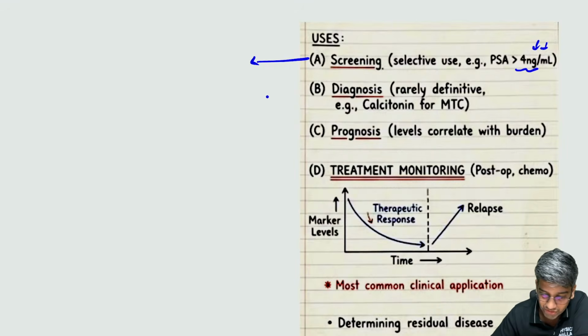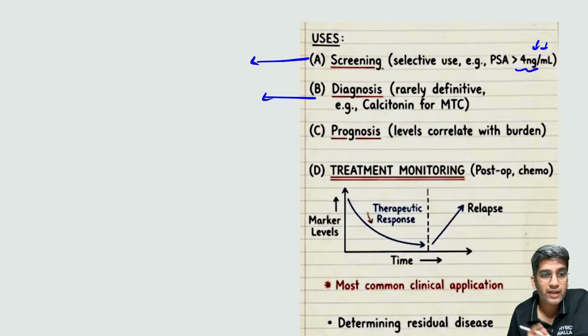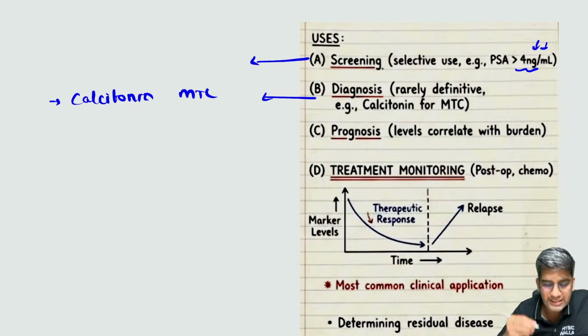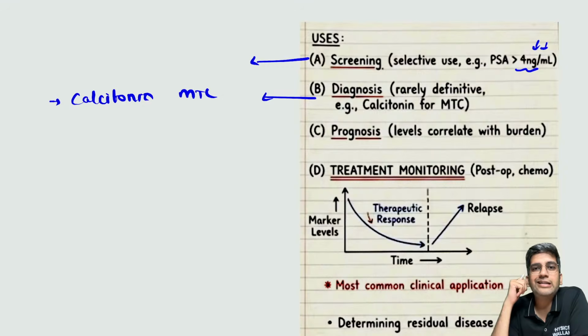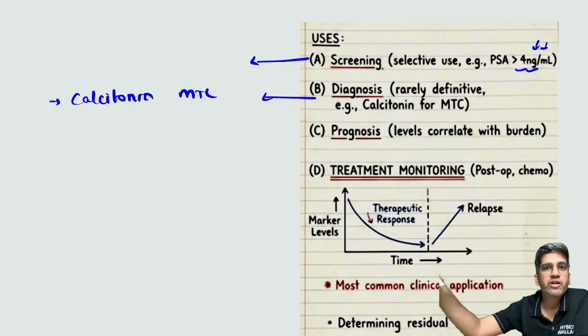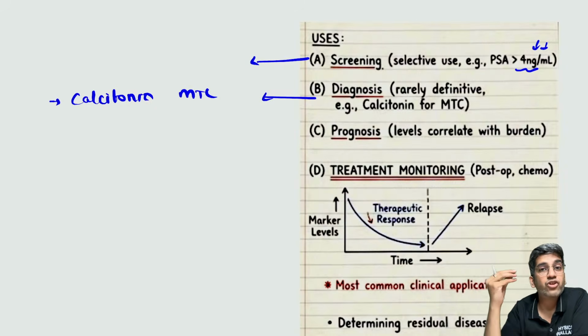Okay, diagnosis. Again, not all. Like written here, calcitonin, right? Calcitonin is diagnostic of medullary carcinoma thyroid. See, because I don't have many other diseases where I have an excess of calcitonin. It's either parafollicular C-cell hyperplasia or medullary carcinoma thyroid. And parafollicular C-cell hyperplasia per se is not a known disease, but not PSA.